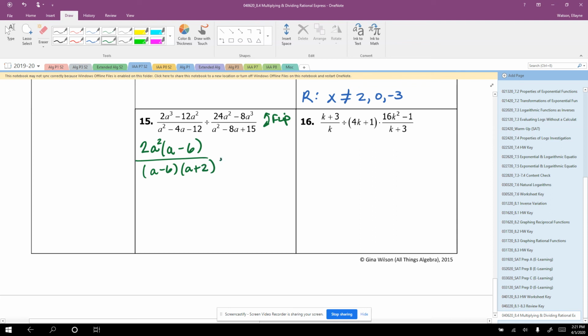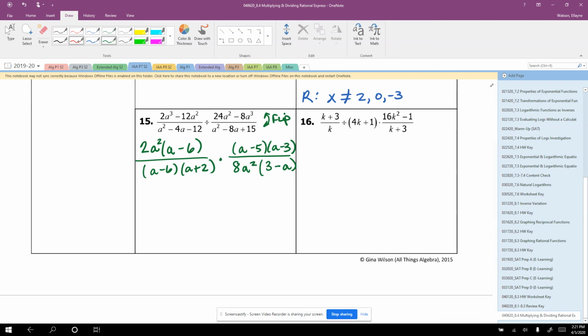The second term I'm going to flip, and then I'm going to factor the top. So that becomes a minus 5 times a minus 3. And then I'm going to factor the bottom. GCF here is 8a squared. That leaves me with 3 minus a.